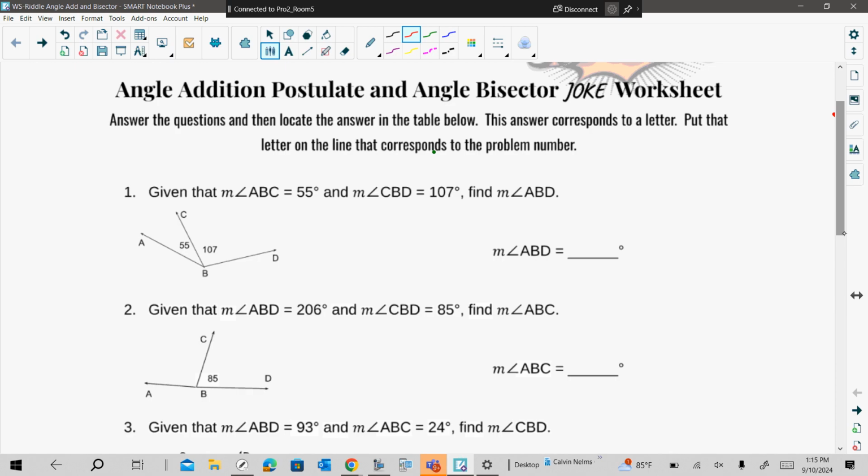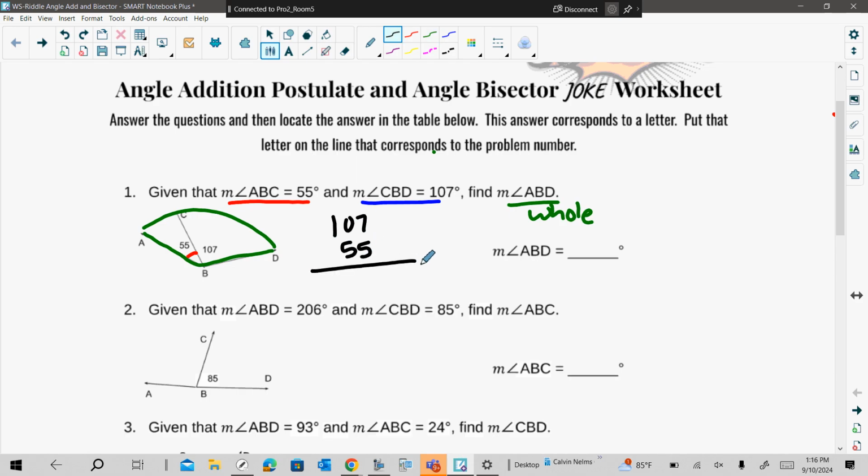Like right here, the measure of angle ABC, they've already labeled that angle. And the measure of angle CBD, they've already labeled that angle. Well, they want you to find ABD. That represents the whole angle. So if I have the two parts, how do I get to the whole? Just add them up. 107 plus 55, 162 is our answer. We're just adding.